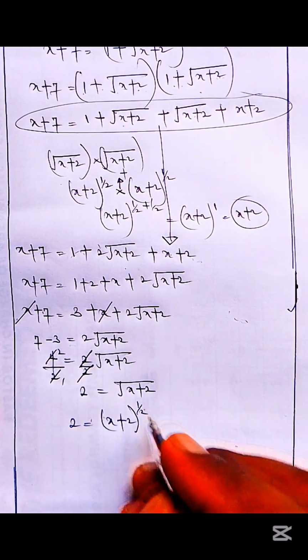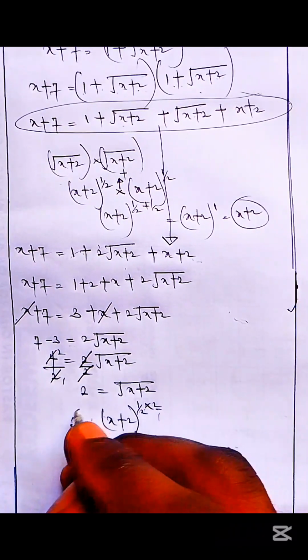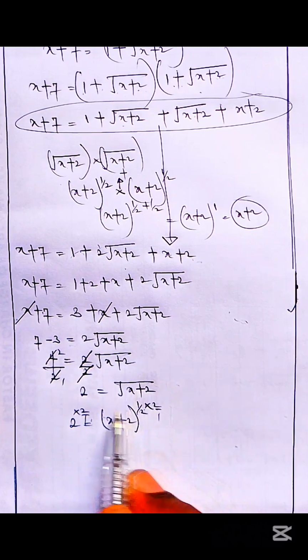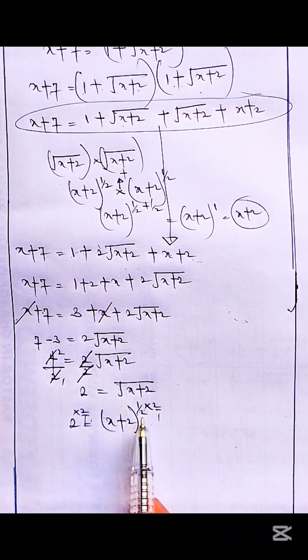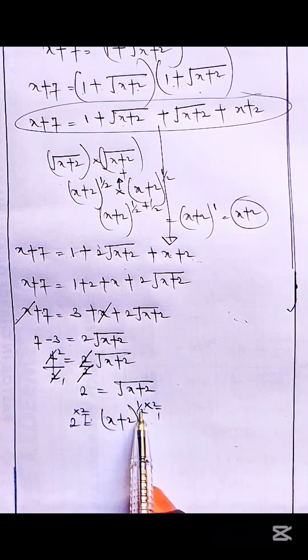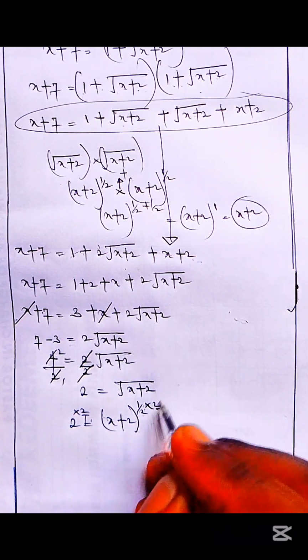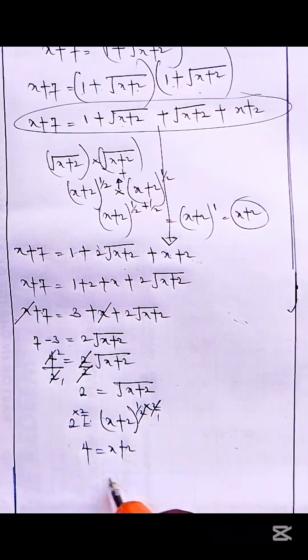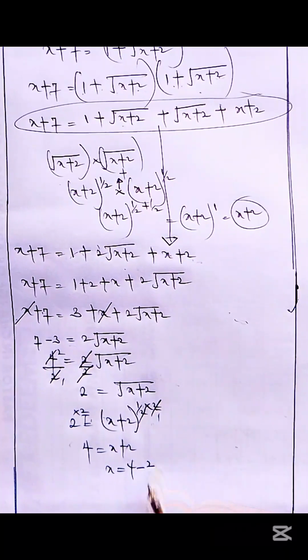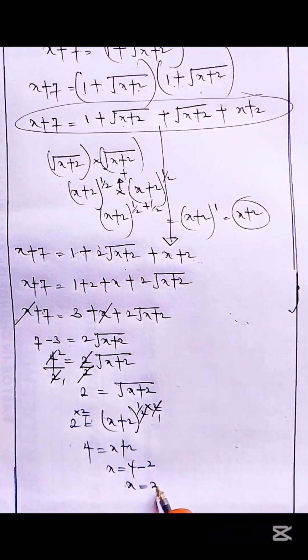Now how do we get rid of this? Just raise both sides to the power 2 over 1. Now square root according to indices rule will become 1 over 2. The square there is 2 raised to power 1, 1 over 2 right up here. So 2 takes out 2. So 2 raised to power 2 is 4 equals x plus 2. Send this to the other side. X is 4 minus 2, so x is 2.